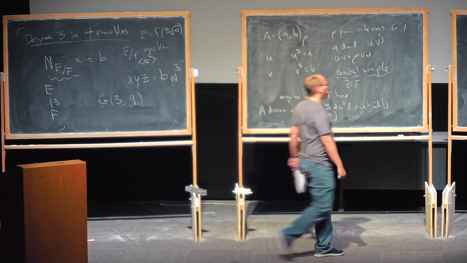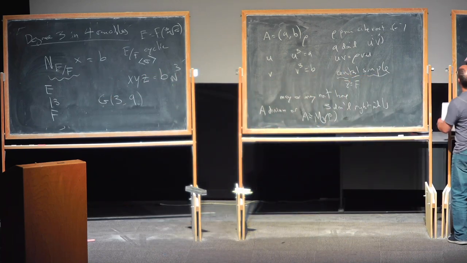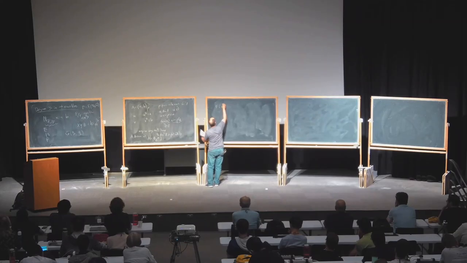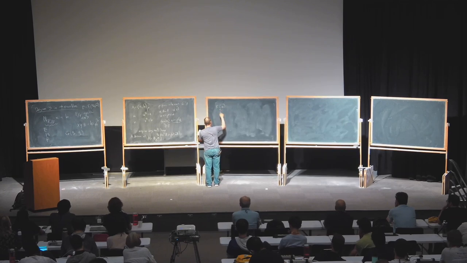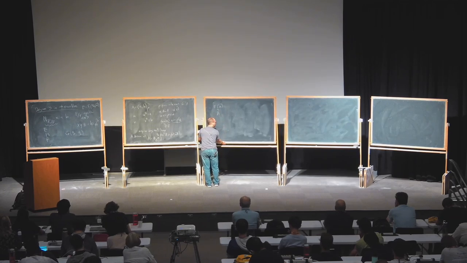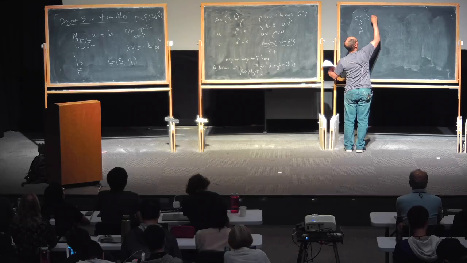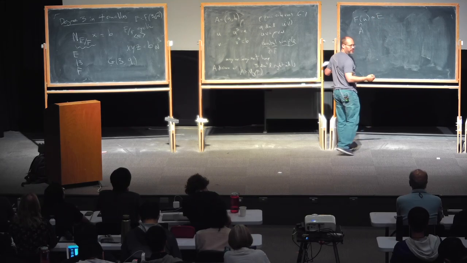OK, so what's the connection to solving this equation? Well, it turns out if you look at this algebra, then sitting inside of A you have F(u). F(u), the subfield generated by u, is itself really just a copy of E, right? It's just a cube root of A.